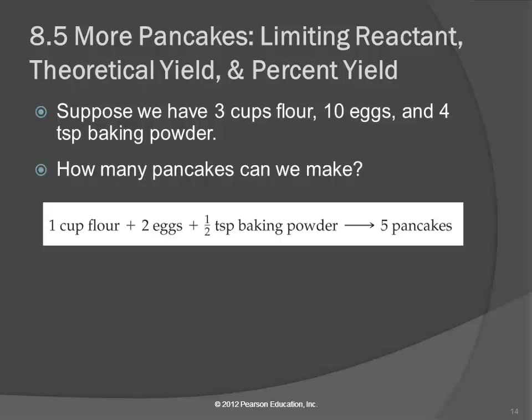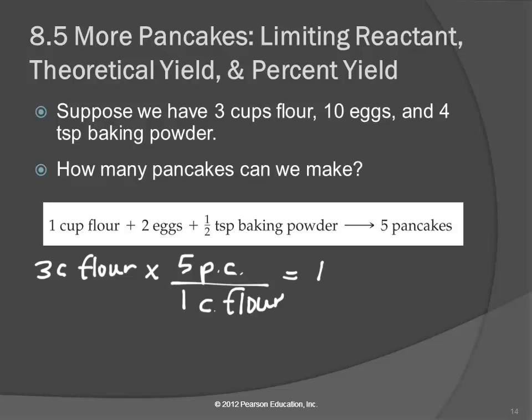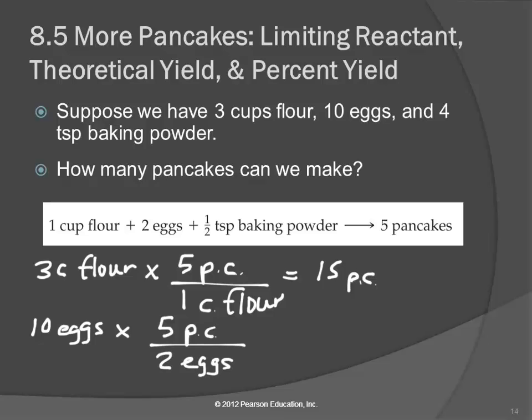The thorough way to do this is to see, well, 3 cups of flour would make how many pancakes? 15. So 3 cups of flour, and there are 5, I'm going to call them PCs, pancakes for every 1 cup of flour. So that would give us 15 pancakes. And we have, what, 10 eggs? 10 eggs, we get 5 pancakes for every 2 eggs. So that gives us 25 pancakes, right?